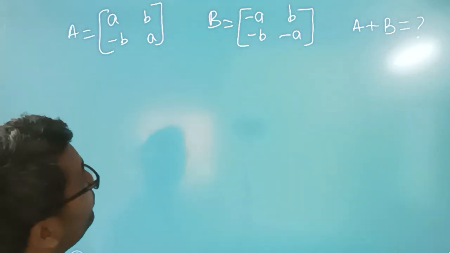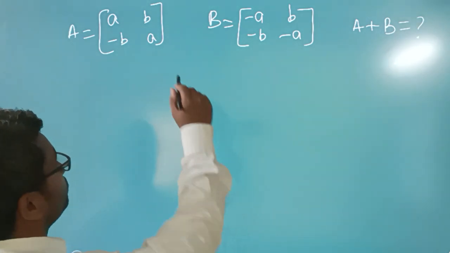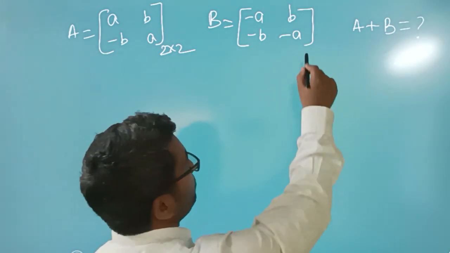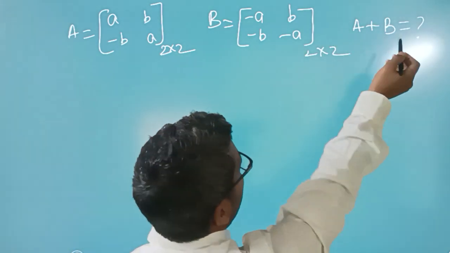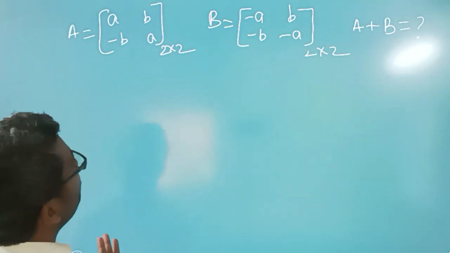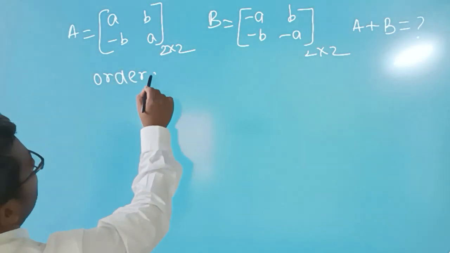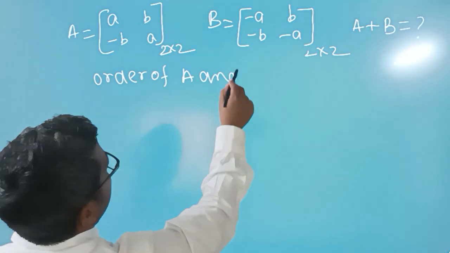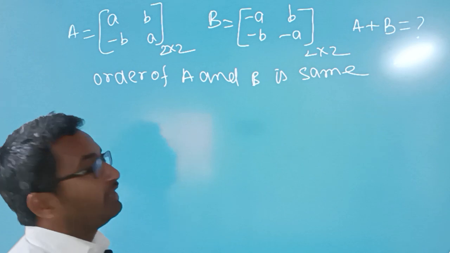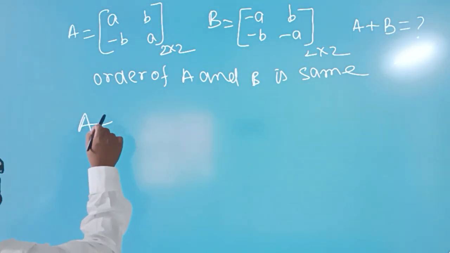There are two different matrices, A of order 2 cross 2 and B of order 2 cross 2. Find the value of A plus B. What is the value of A plus B? First we can see that the order of A and B is the same, so we can apply the operation of addition, A plus B.